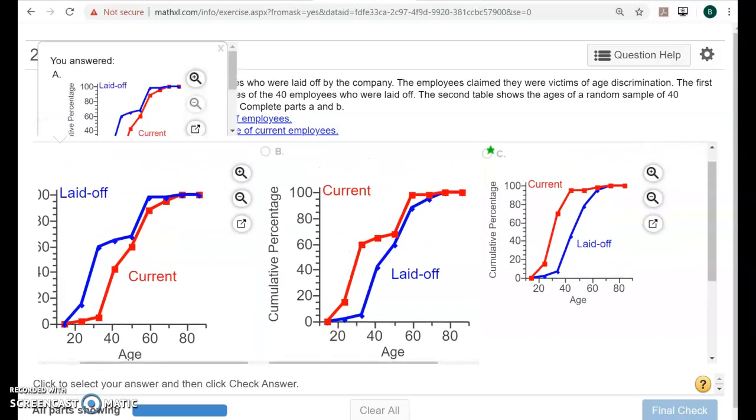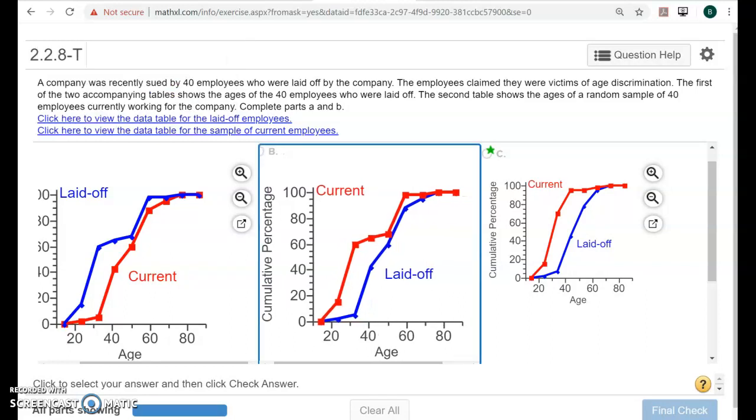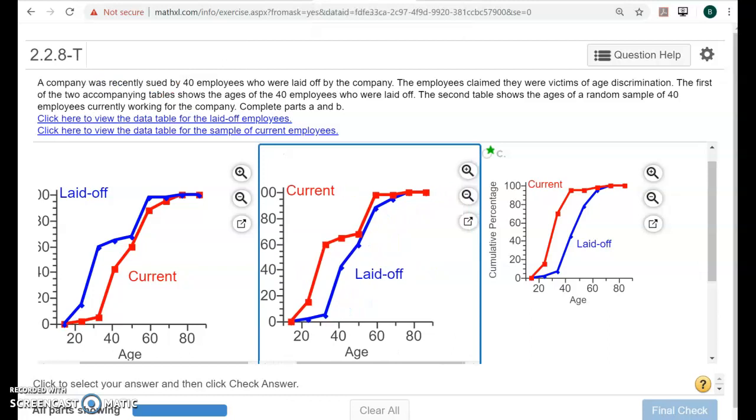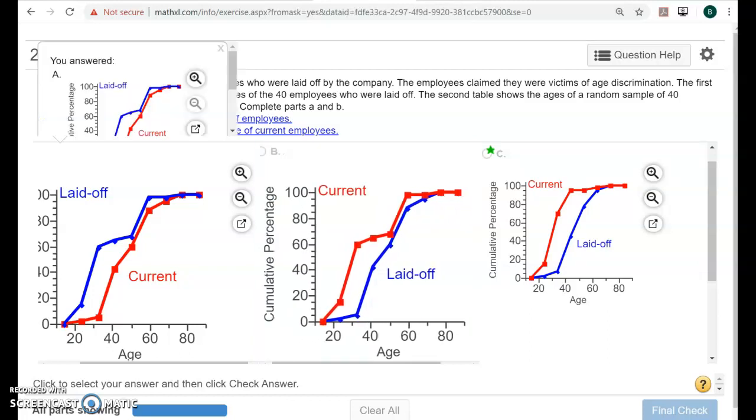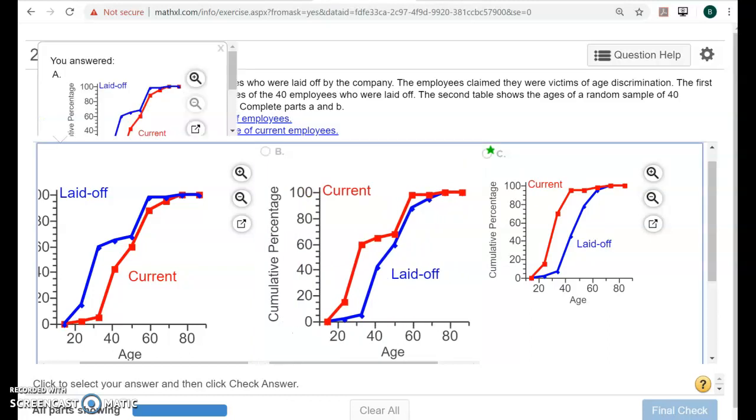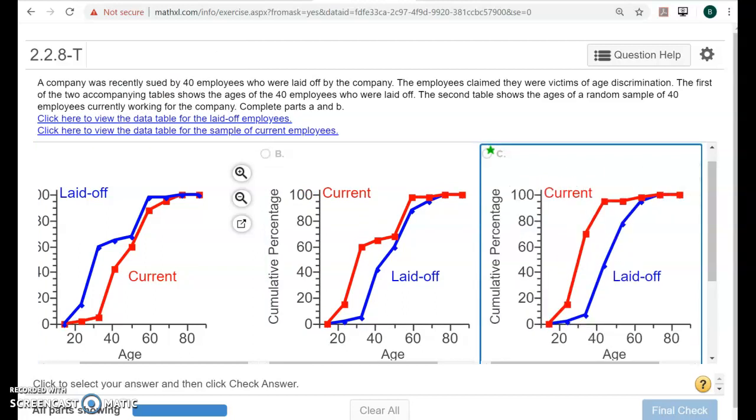But let's go to the third number. The third number should be at 45. If we go across, it's clearly not at 45. Let's look at the fourth number. It should be at 77.5. That is definitely not at 77.5. It's below 60. So let's look at it. It's got to be this one.